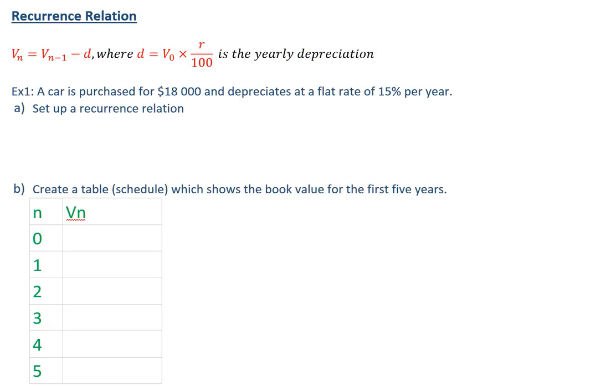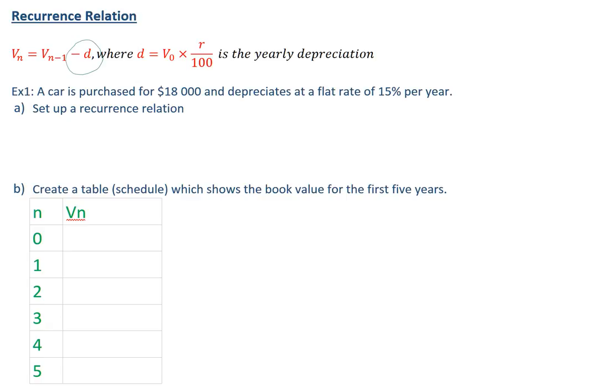So let's look at an example where we want to set up this type of relationship. So a car is purchased for $18,000 and depreciates at a flat rate of 15% per year. Okay, so I wasn't nice enough here to just say it loses blah dollars per year. Okay, I'm going to make you do a little bit of work to figure out actually how much money it's losing each year. So I've been asked to set up a recurrence relation. So basically that means I need to fill in what D is. Okay, what is my yearly depreciation?